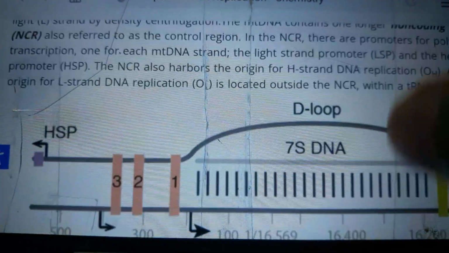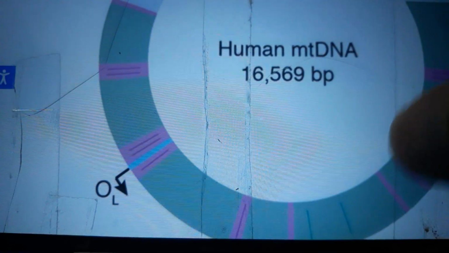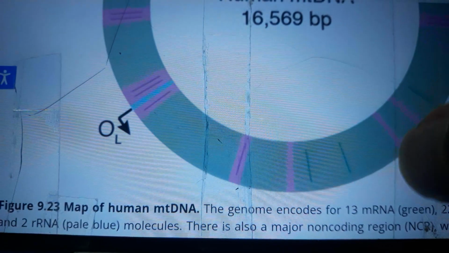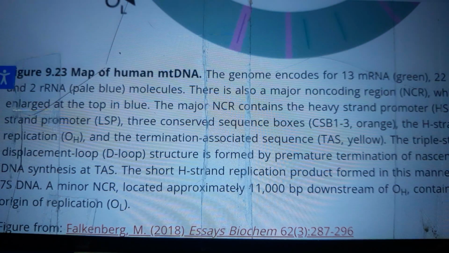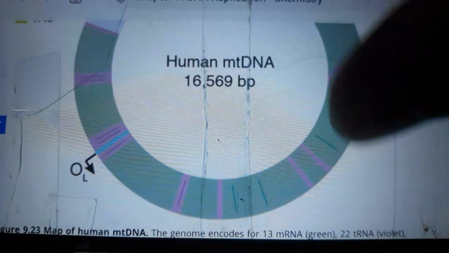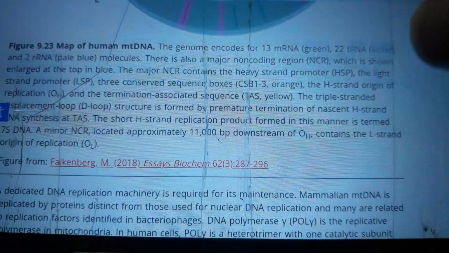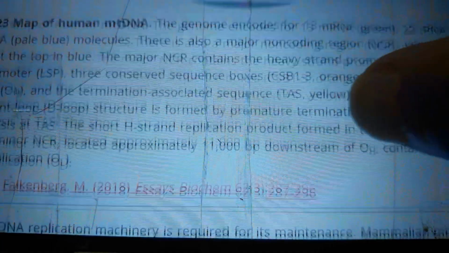So this is a picture of the human mitochondrial DNA with 16,569 base pairs. The explanation below states that the map of a human DNA where the genome encodes for 13 mRNA (green), 22 tRNA (violet). So you can just have a look at the picture here. See this? Right? I'm just magnifying it so you get to read the details.